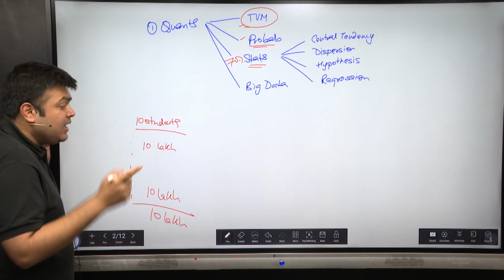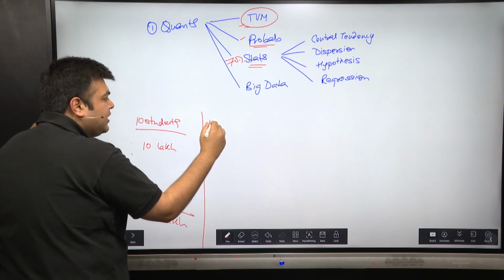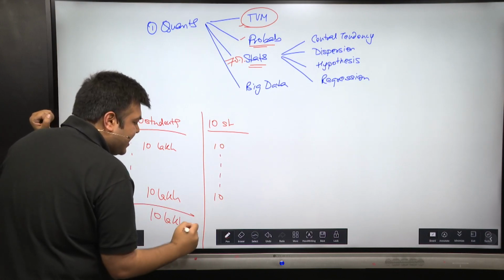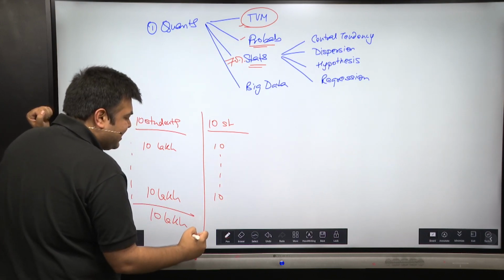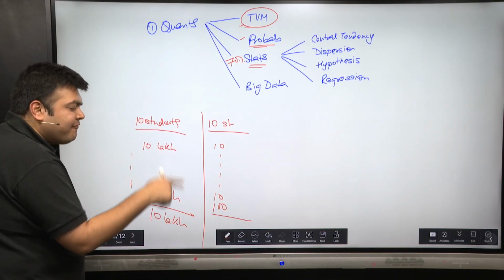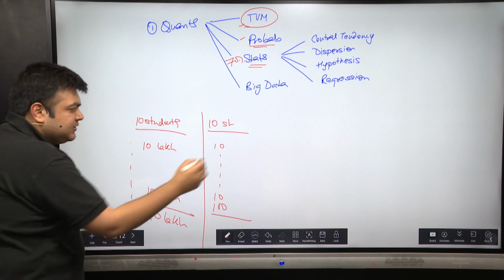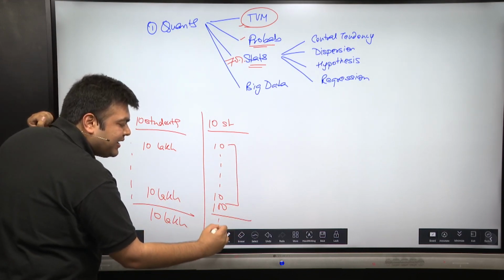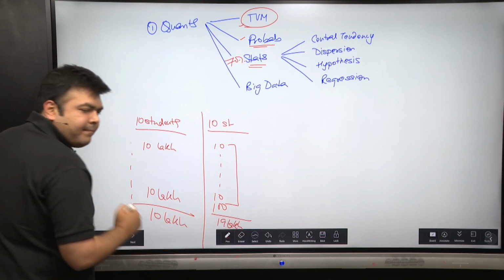Now suppose I make a change. In these 10 students, everybody's got 10 lakh salary except one student. So 9 students have 10 lakh salary, one student gets 100 lakh salary. Now what will happen? Your average is going to shoot up. This 9 times 10 is 90. So 190 divided by 10, your average is 19 lakh.